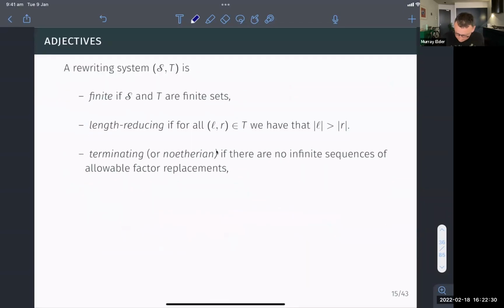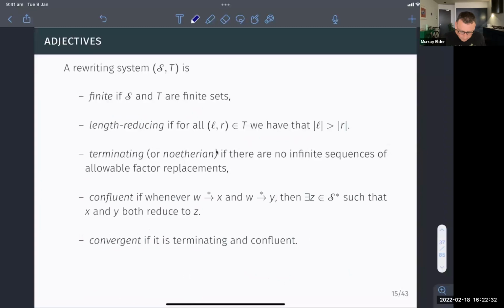So here are the adjectives. A rewriting system is finite if the rule set is finite, length reducing if the left-hand side is always longer than the right-hand side, terminating if there are no infinite sequences of factor replacements from left to right. And when you're length reducing, terminating is very easy.